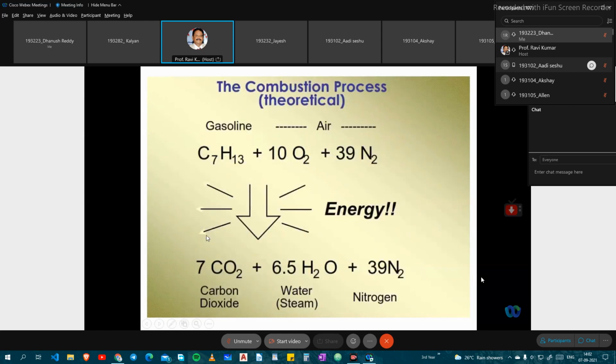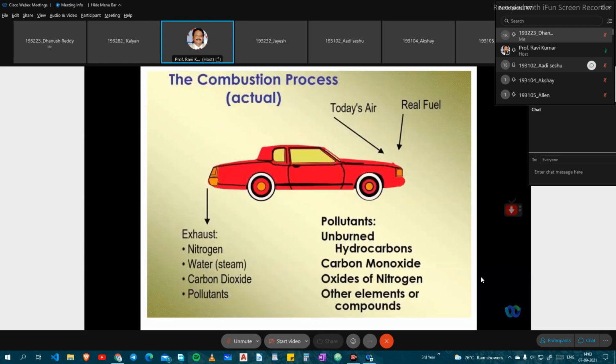In the combustion process, theoretically, C7H13, the gasoline chemical formula, plus 10 O2 and 39 N2 from air, forms 7 CO2 and 6.5 H2O, with 39 N2 coming out. Carbon dioxide will come from the gasoline engine, 6.5 H2O will come from steam formation, and we have the nitrogen as well, in the combustion process.